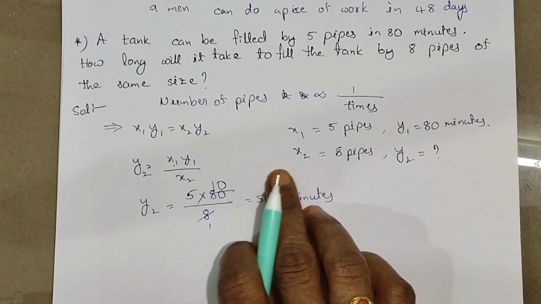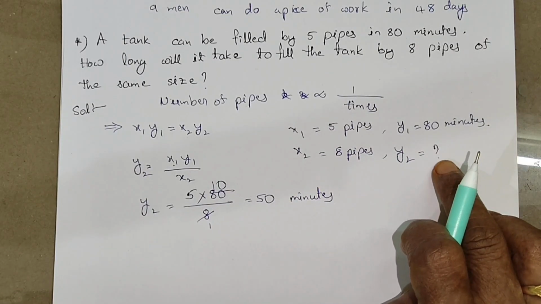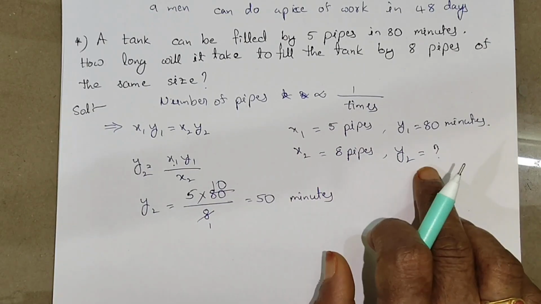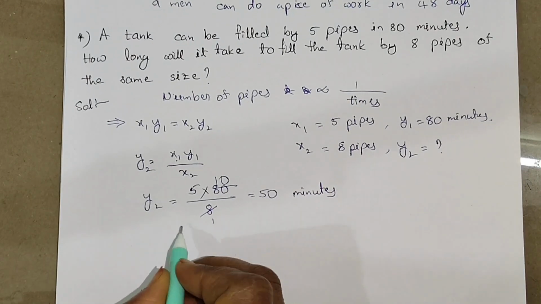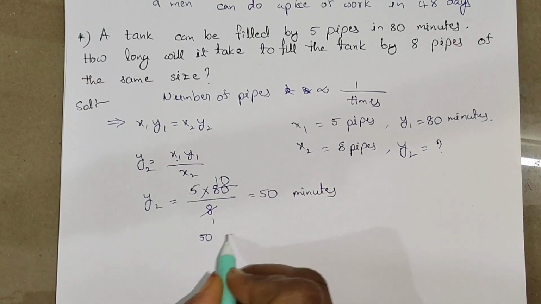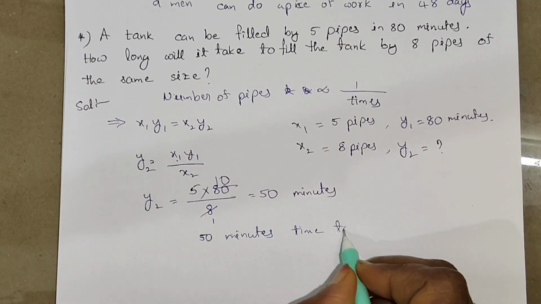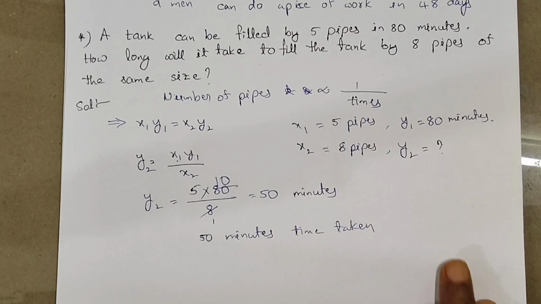Here pipes are increased from 5 to 8, so time is decreased from 80 to 50 minutes. So these two are inversely proportional. So here 50 minutes is the time taken. So this is the fourth one's answer.